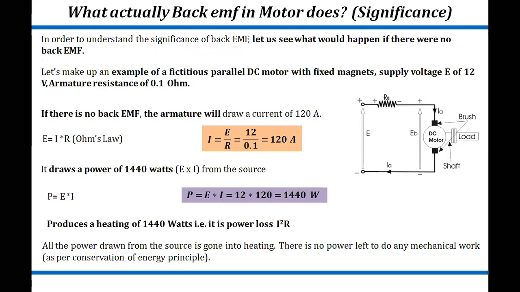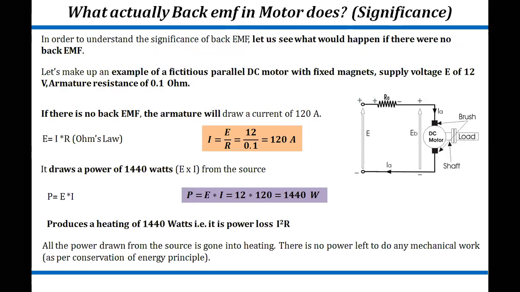So here, if you see our DC motor, we are giving a resistance in series with the DC motor. In order to understand the significance of back EMF, we are supposed to derive the value of power. How much power will get dissipated? For power, we have the equation P equal to V into I.